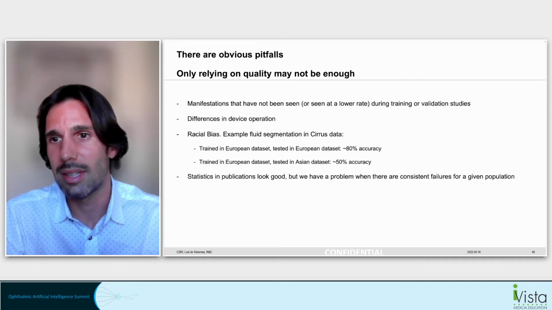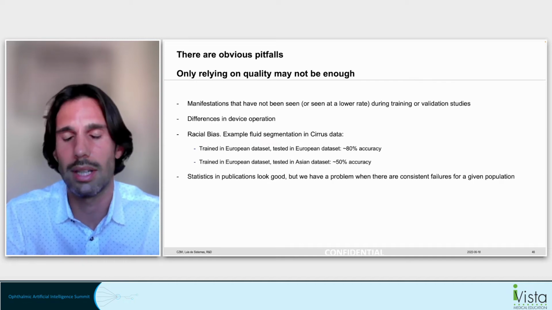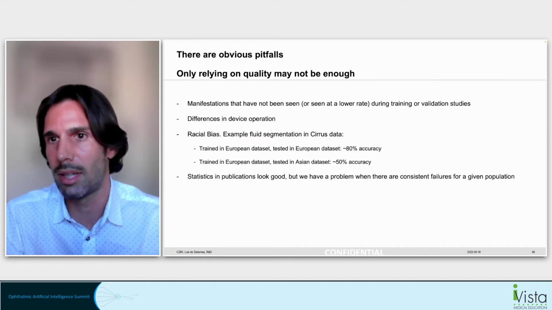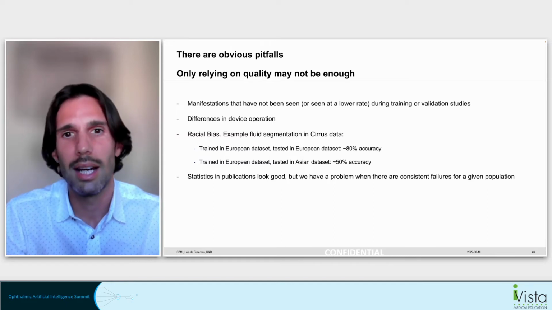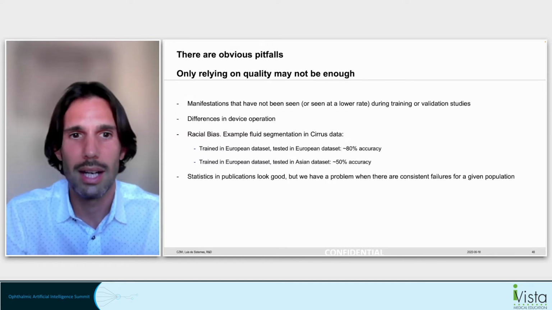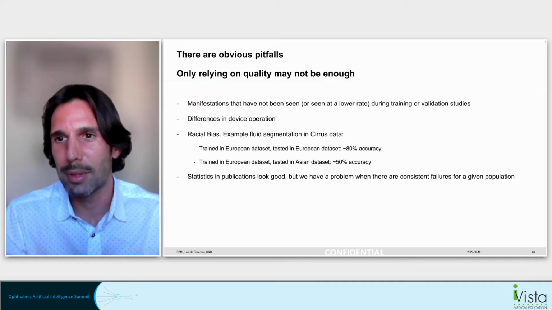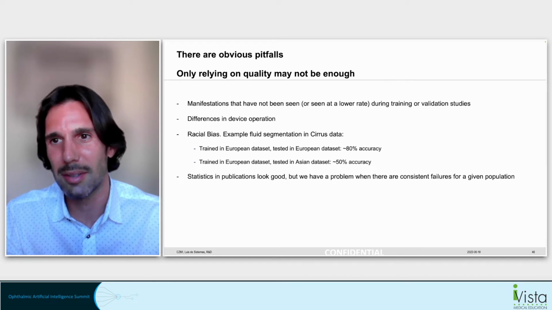Just by experience, we have models that we have trained for fluid segmentation in a European data set and then tested on a European data set, and you have very good accuracy. And then you move on to a different data set, like the Asian data set, and they don't work as properly. So all these numbers that we see in the publications look really good, but what happens to that extra 10 or 5% where they don't work?